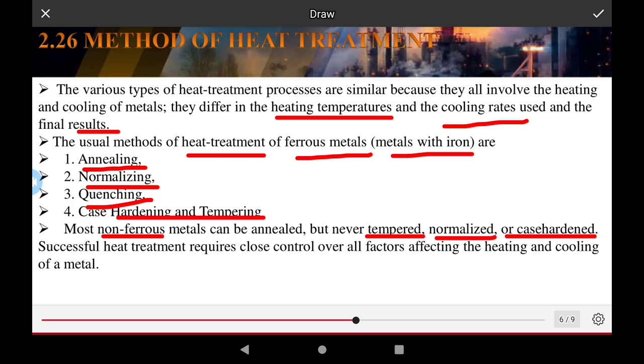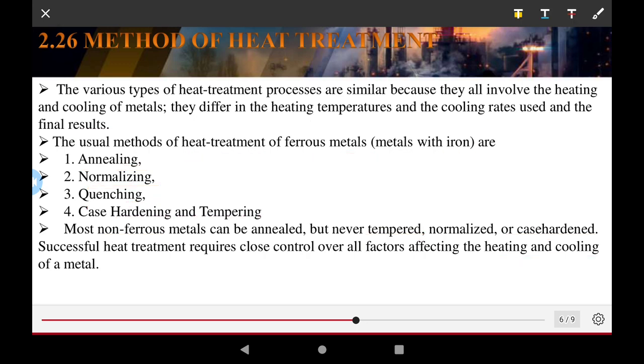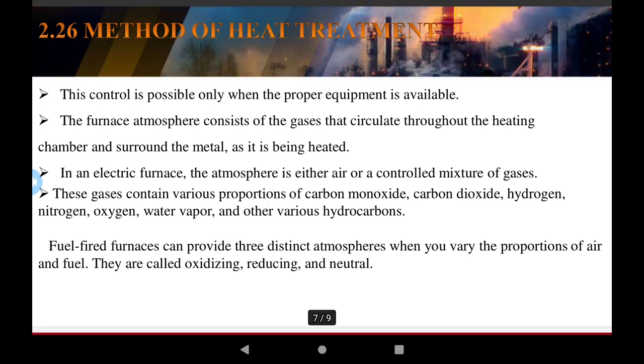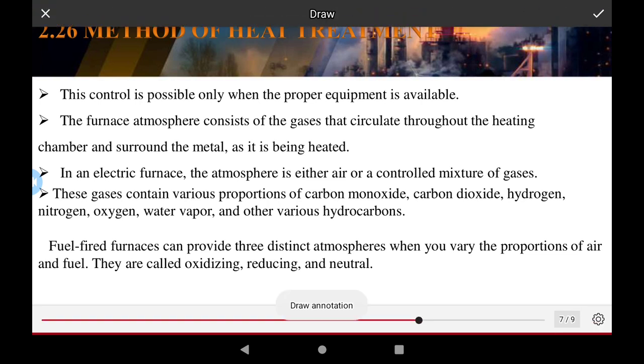Successful heat treatment requires close control of all the factors affecting the heating and cooling of the metal. This control is possible only if the proper equipment is available.